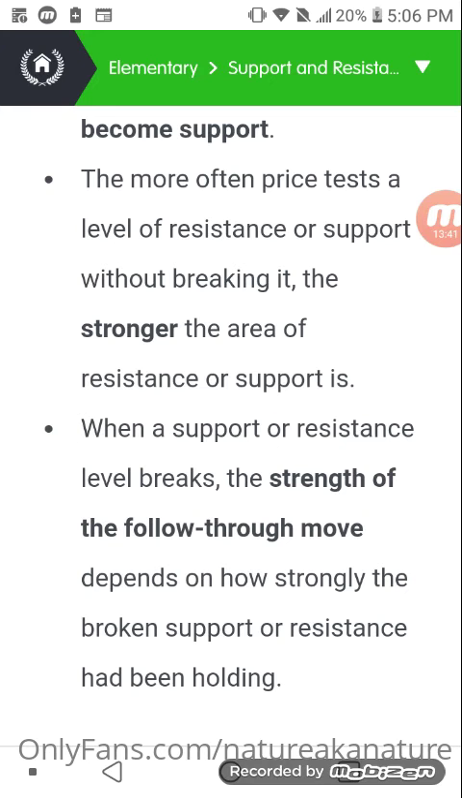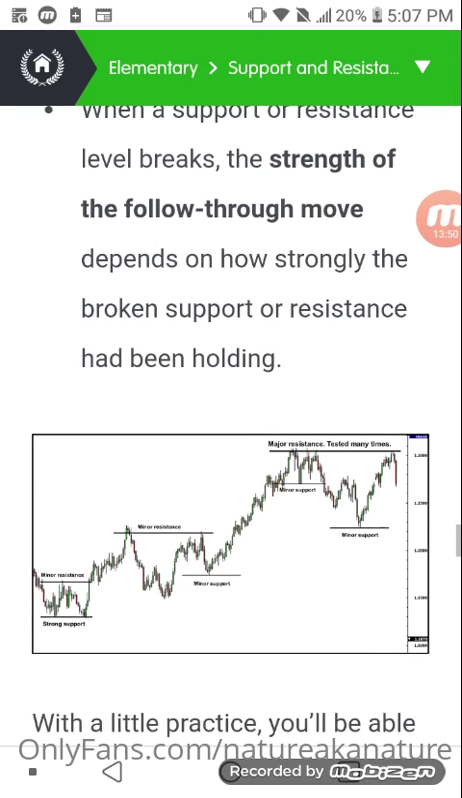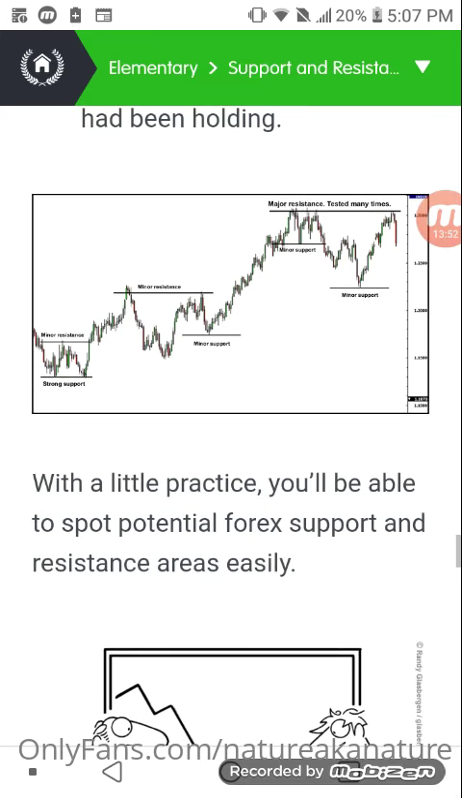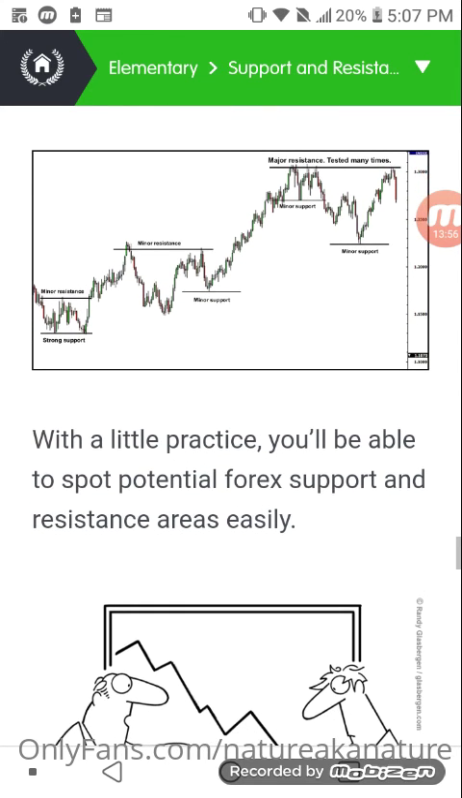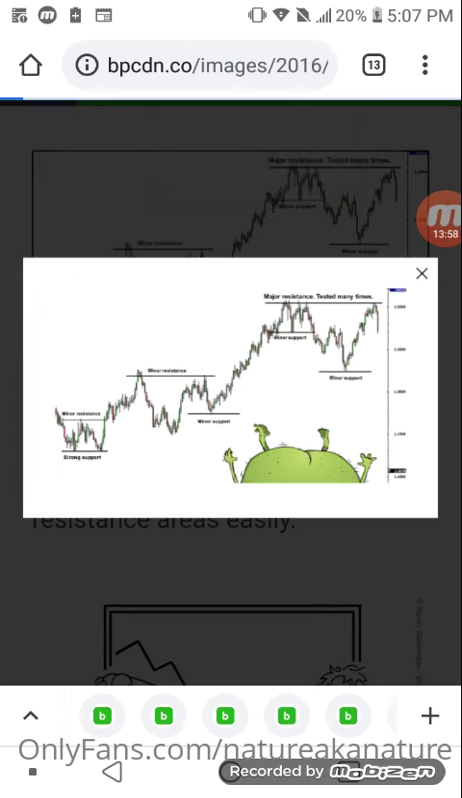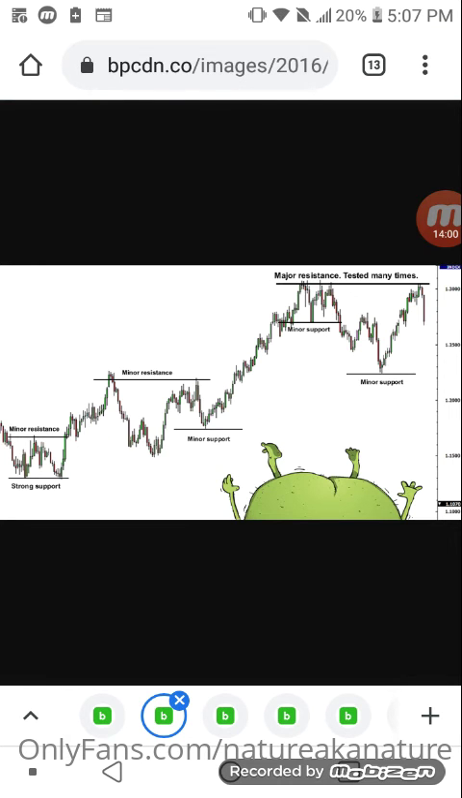So when support or resistance levels do break, the strength of the follow-through moves depends on how strongly the broken support or resistance had been held. Okay, so it's another picture. With a little practice, you'll be able to spot potential forex support and resistance areas. So this is another example of resistance and support in forex.